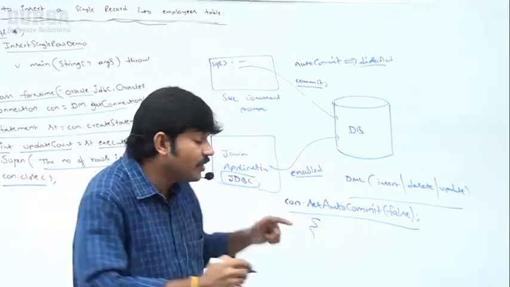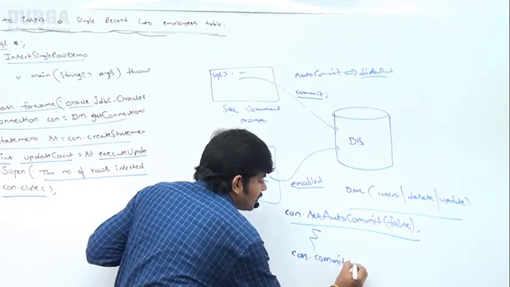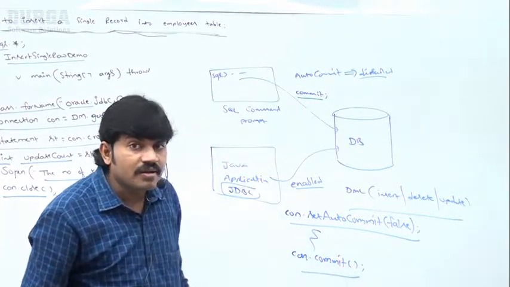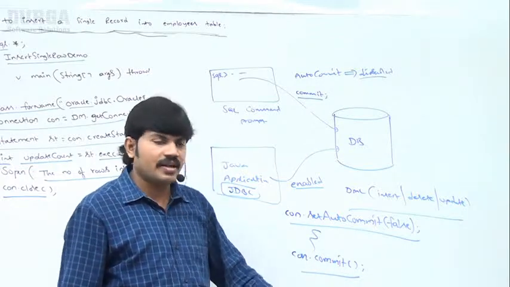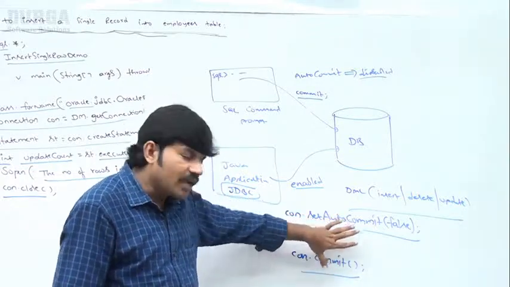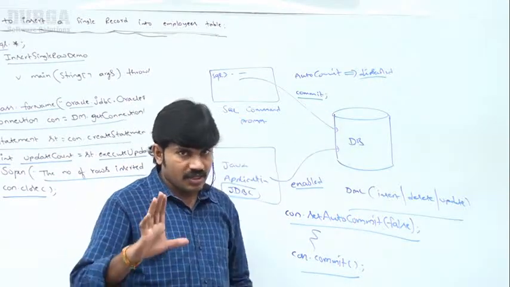When will those changes be reflected? Whenever we are using commit, then only those changes will be reflected. Clear, right? In the transactions, I will explain this concept. Don't worry about that. Just try to get up to this, right? Clear for all of you, right?